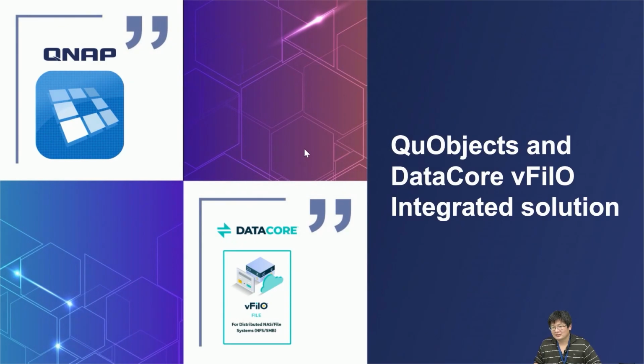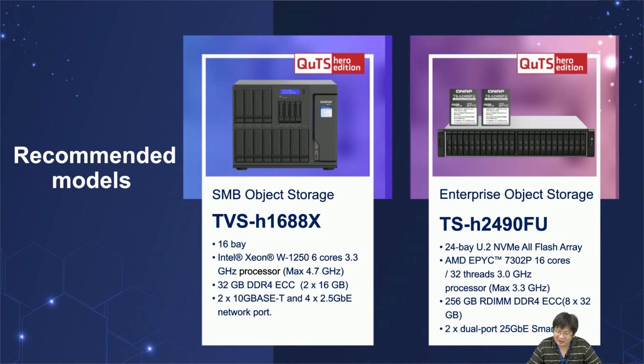Okay. Here we are going to introduce QObject and the DataCore vFilO integrated solution. For this solution, we recommend the TVS-H1688X. This is for an SMB object storage solution. And the other is the TS-H2490FU. This is an all-flash array product. This is for enterprise object storage.